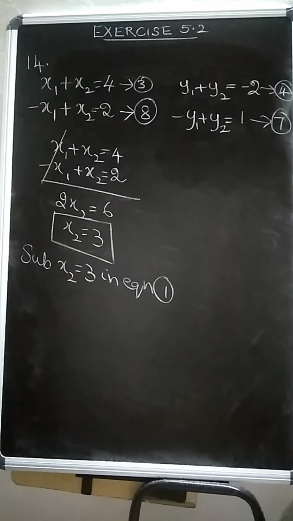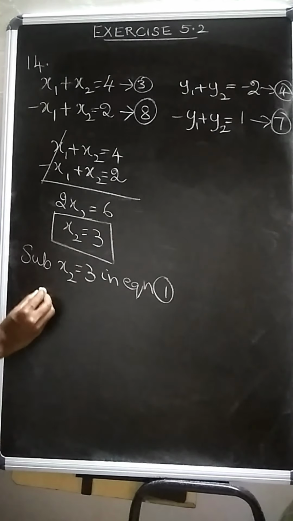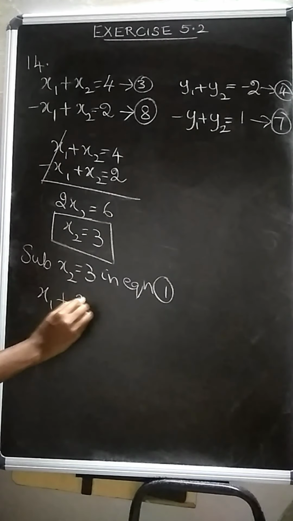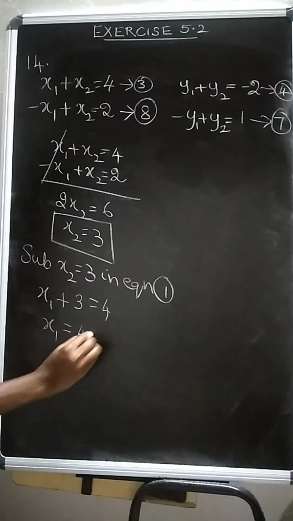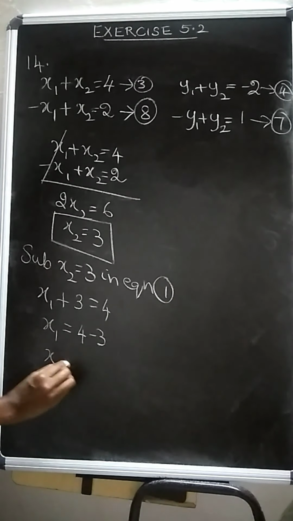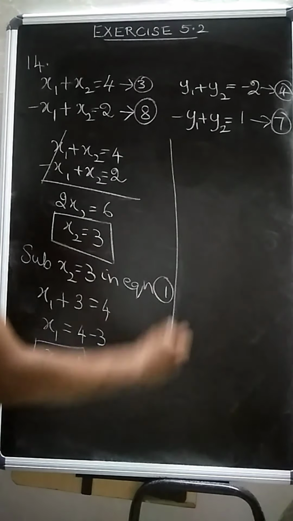Equation number 1. So x1 plus 3 is equal to 4. x1 is equal to 4 minus 3. So x1 is equal to 1. Similarly, solve this side.